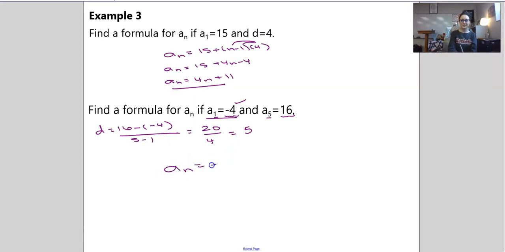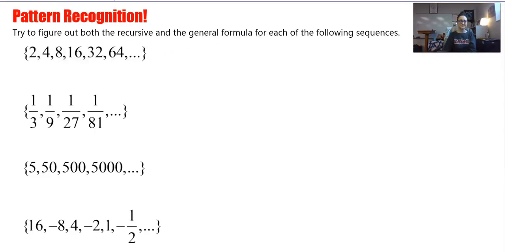A sub n is the first term plus n minus 1 times d, which is 5. And again, just cleaning it up, I keep that negative 4, distributing the 5 gives me 5n minus 5. So final answer, 5n minus 9. All right, first pause on the screen. Go ahead and copy these sequences for me.